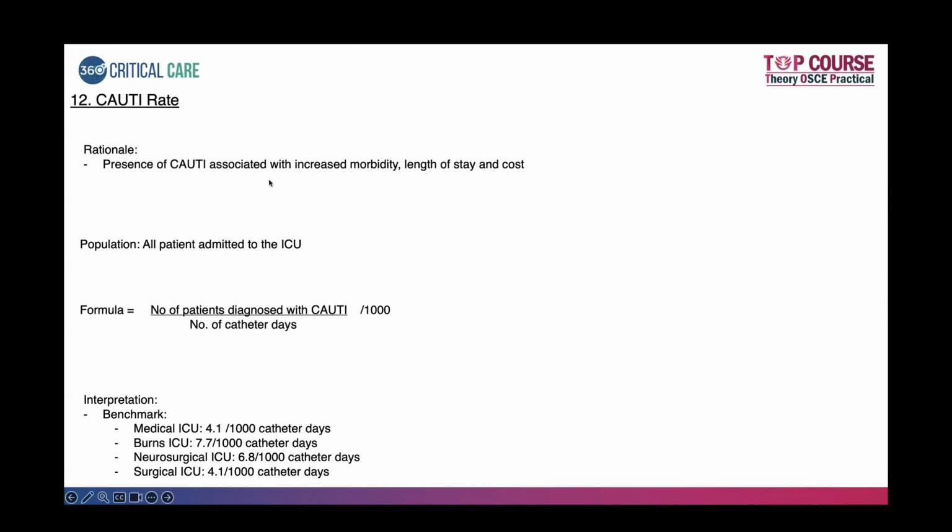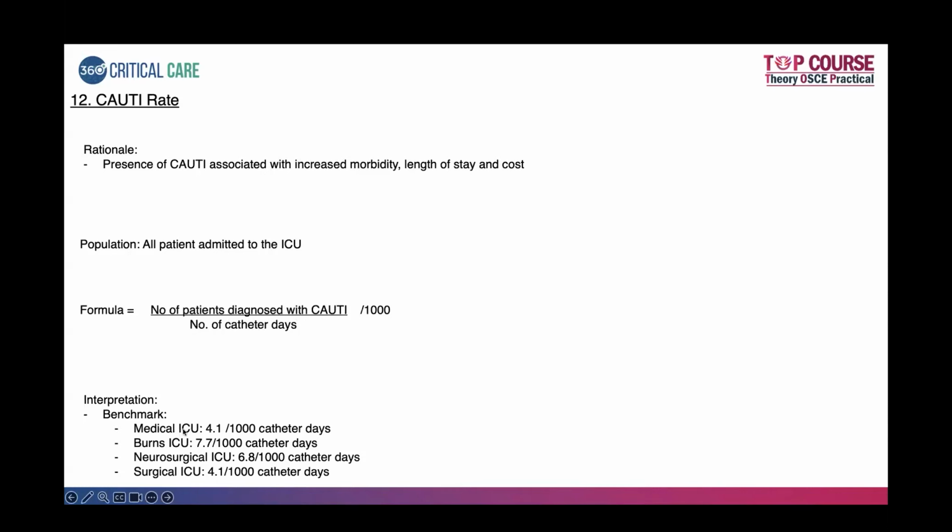So for CAR-T rates, and for all infection related indicators, you can mention it is associated with increased morbidity, increased length of stay, and increased cost. So invariably, these are the things that occur. It includes all patients admitted to the ICU. So the formula is number of patients diagnosed with CAR-T divided by the number of catheter days. It is a similar explanation to what I told for ventilator days and central line catheter days.